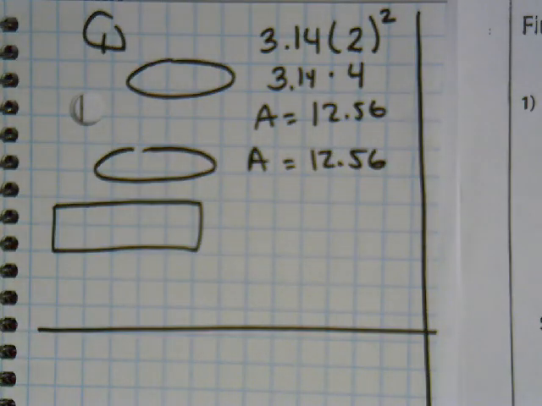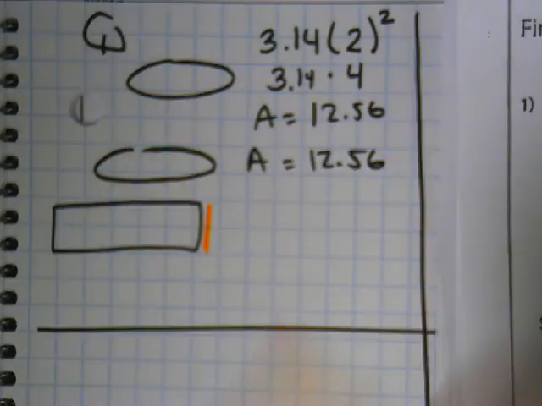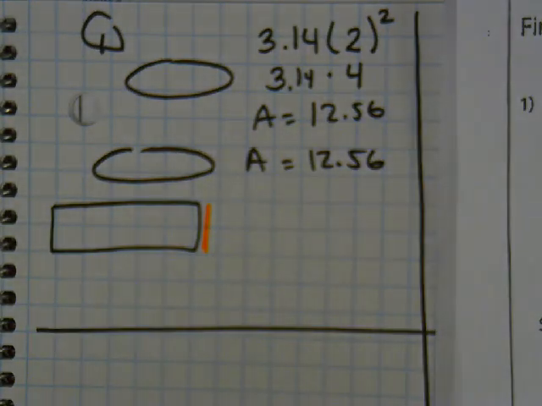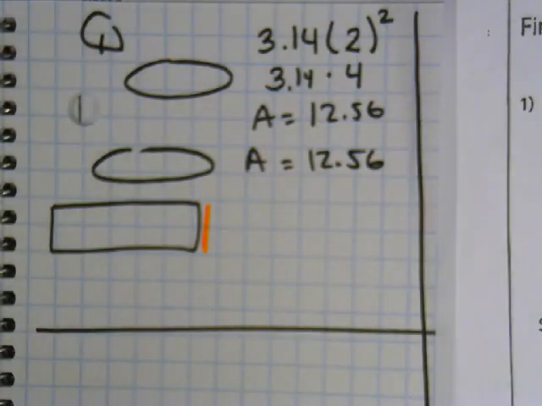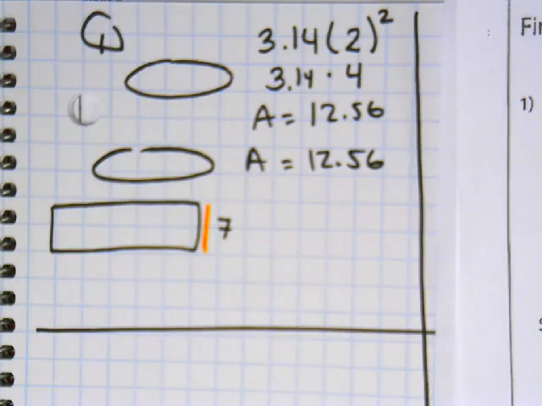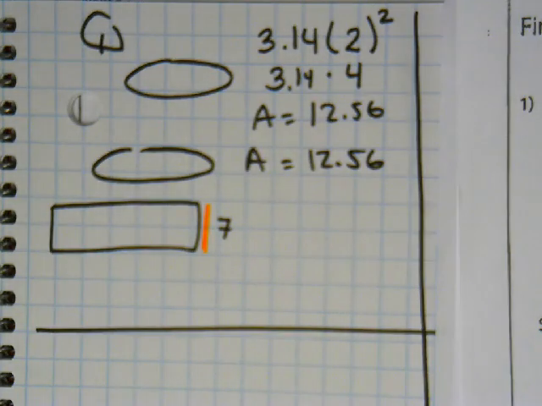Now comes the tricky part, the rectangle. Well, this part's pretty easy. What does this measure? 7. Yes, sorry, you were right. 7. Look at your packet. Where did Andrew get that number from?